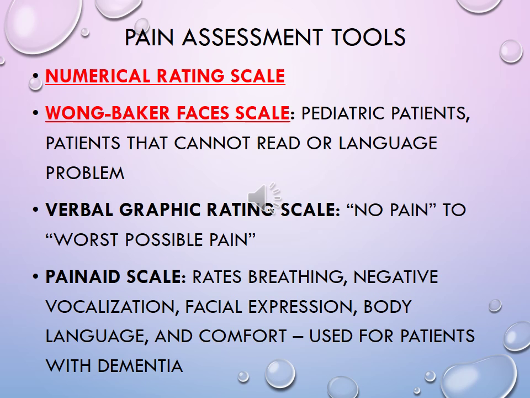We have the different pain assessment tools or scales. You have the numerical, which we use between 0 and 10, the Wong-Baker faces scale, which is more for pediatric patients or patients that cannot read or have a language barrier. Verbal graphic rating scales: no pain to worst possible pain. PAINAD scale: rate breathing, negative vocalization, facial expression, body language, and comfort. This is used more with patients with dementia or confusion that aren't able to actually give you a realistic rating on their own.